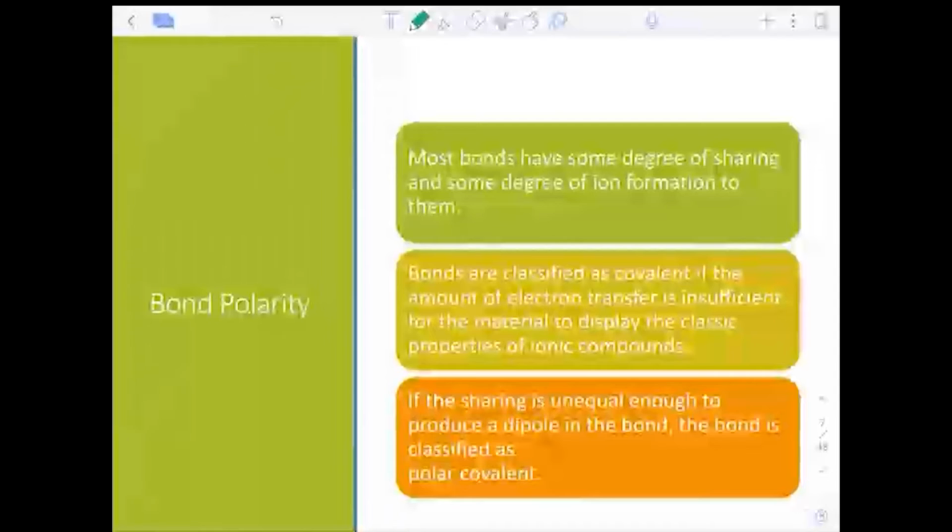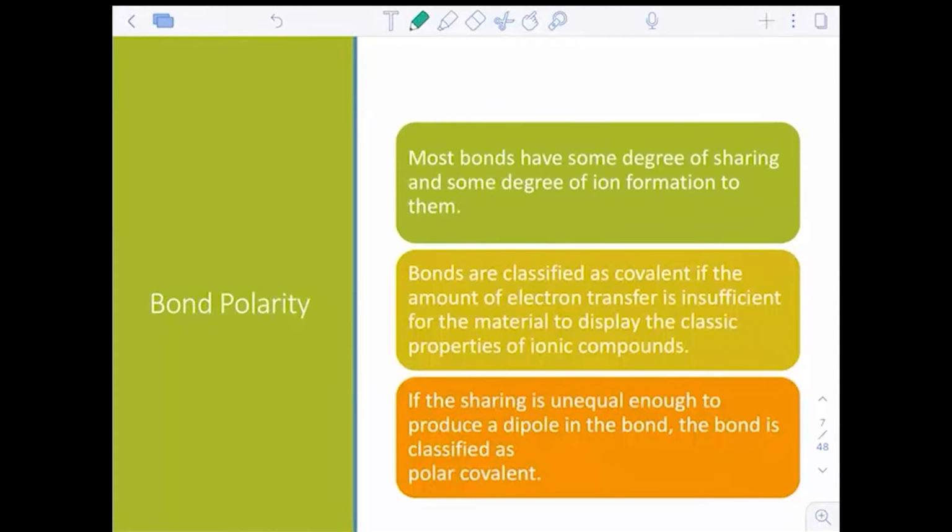Now, bond polarity. Most bonds have some degree of sharing when they are covalent bonds, and some degree of ion formation in them. So in life, we're not black and white. We're not just ionic or just covalent, and it's just one thing or the other. There's a very gray area of degree of ionic or degree of covalent.